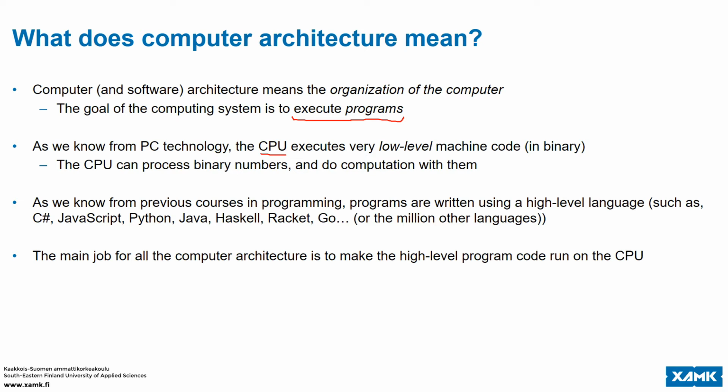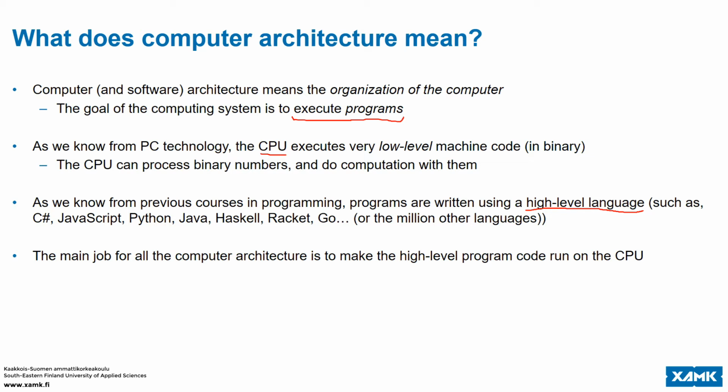And this is because the CPU is actually not very intelligent. All it can do is process some ones and zeros, binary numbers, and do some computation with them. Now, in contrast, as we know from previous programming courses, usually programs are written using a high-level language and not a very low-level language. I doubt there is anyone in this class who has ever programmed using binary machine code because it doesn't make much sense nowadays. So usually we write programs using a high-level language instead.